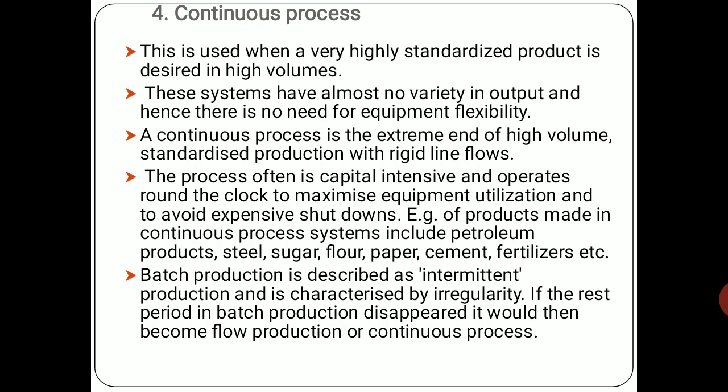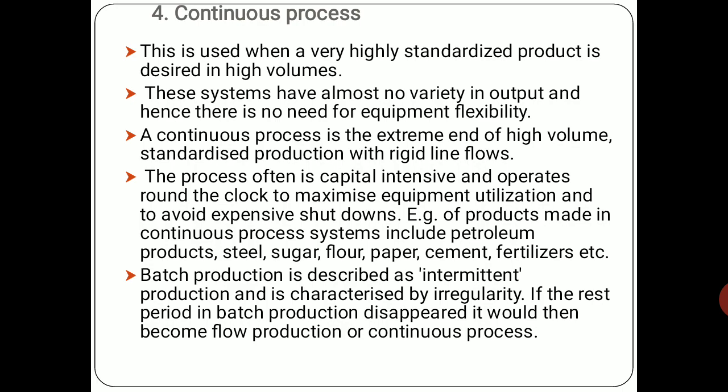The process often is capital intensive because many equipments and machineries are required. It operates round the clock, and that is why we call it continuous, right? All the equipments and all the facilities are being utilized to their best, and you don't have shutdowns there because it is very expensive. For example, the products made in the continuous process include petroleum products, steel, sugar, cement, paper, flour, fertilizers, etc., and these are made under this continuous process, where the process goes on round the clock. Almost 100% capacity utilization of the equipment is there.